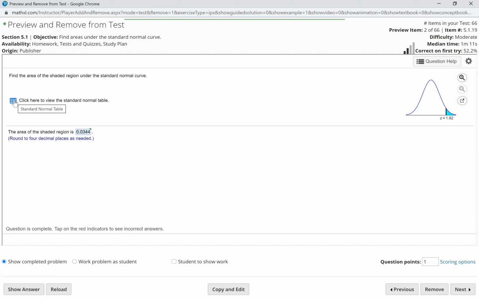The table gives you the area to the left, and then you have to do 1 minus, but you really, guys, can disregard this link. You don't have to use the table at all. Okay.